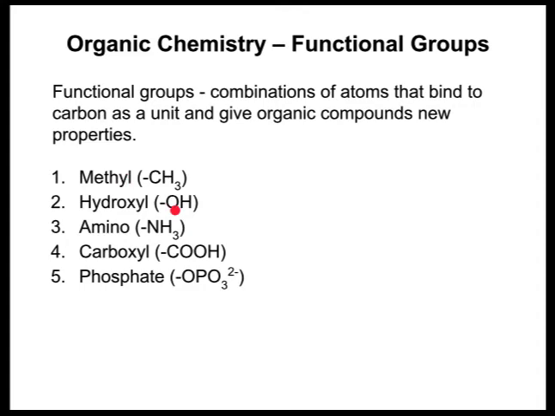Methyl, hydroxyl OH, amino NH3, carboxyl COOH, and phosphate OPO3. Note that each one of them is preceded by this little dash. That dash basically represents a bond between this functional group and a carbon on a larger organic compound. Okay, so let's go through them one at a time.